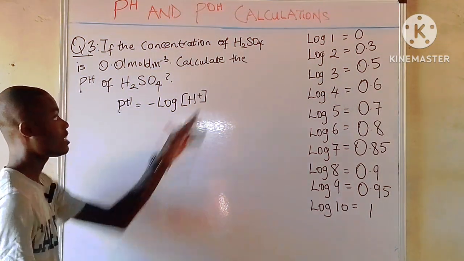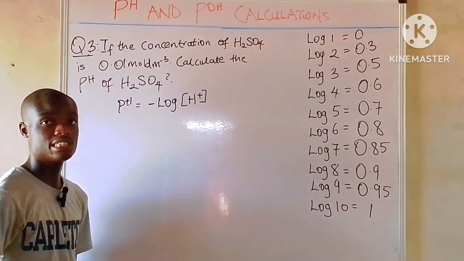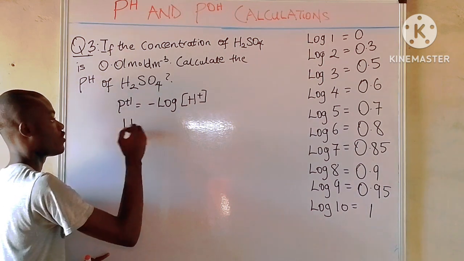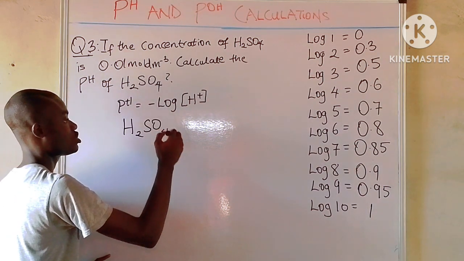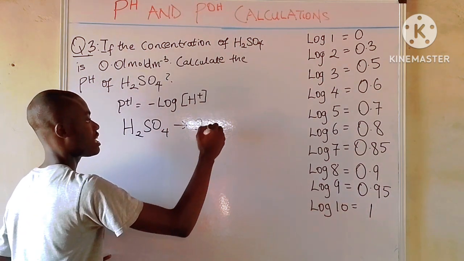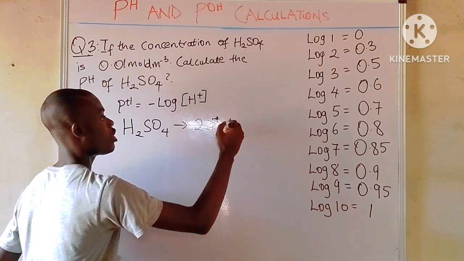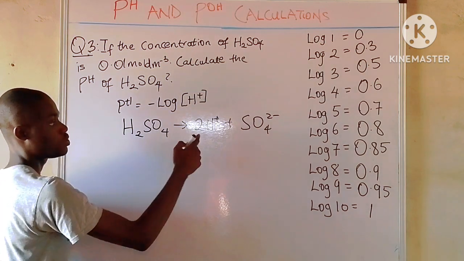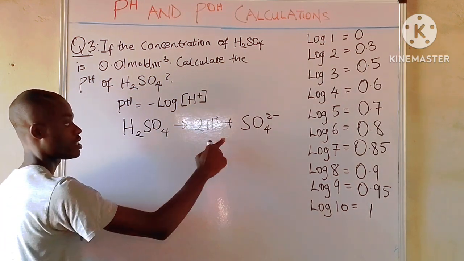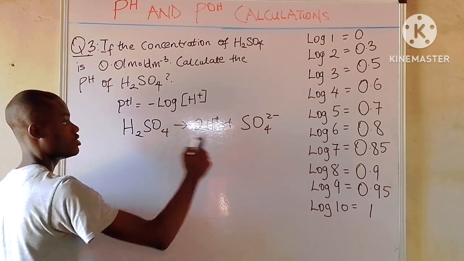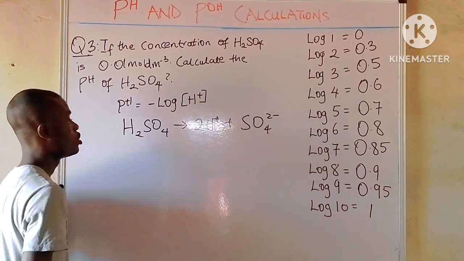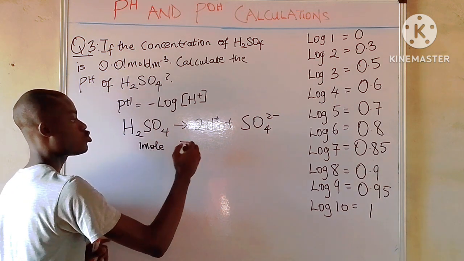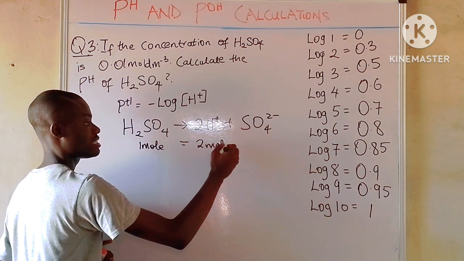So what are we going to do? We are given an acid, H2SO4, tetraoxosulfate 6 acid. So we are going to ionize that acid. So we can write H2SO4. In ionization, we achieve 2 hydrogen ion plus SO4 2 minus. So we see that it's balanced because we have 2 hydrogen and we have 2 hydrogen, 1 sulfur and 4 oxygen, and then 4 oxygen. So we have 1 mole of this acid giving us 2 mole of hydrogen ion, which we are interested in.